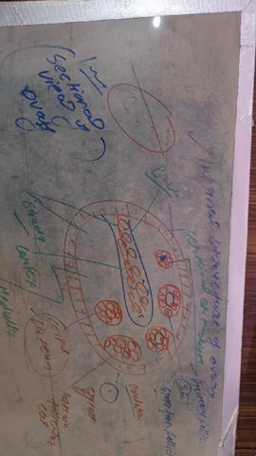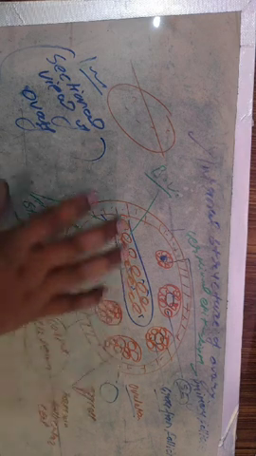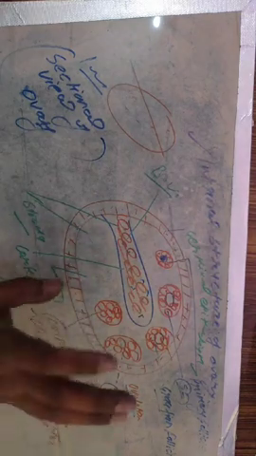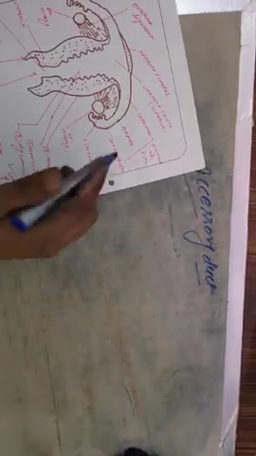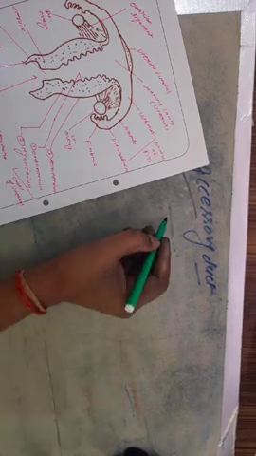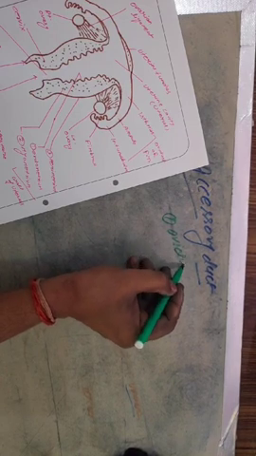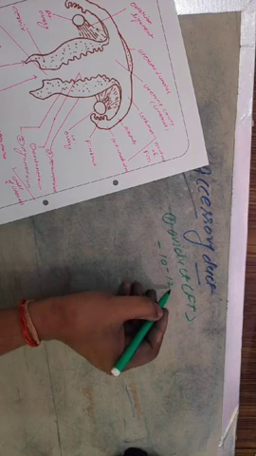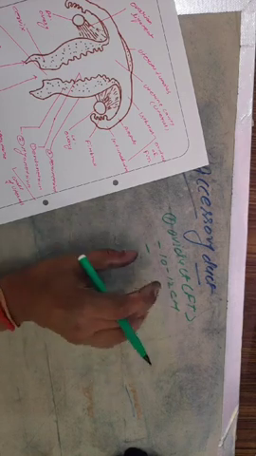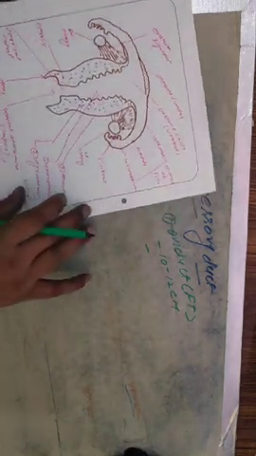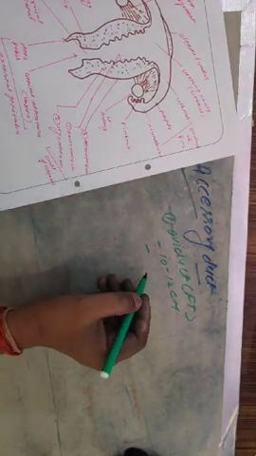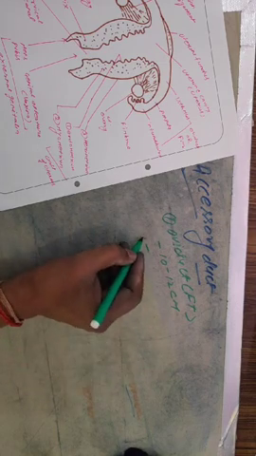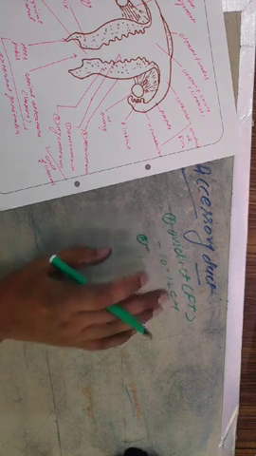Now the next part of the human female reproductive system is the accessory duct. Listen carefully. The first accessory duct is known as the oviduct, or fallopian tube. Very important. It measures about 10 to 12 centimeters in length, and it is a pair, from the left and right side. This main accessory duct is the oviduct or fallopian tube.